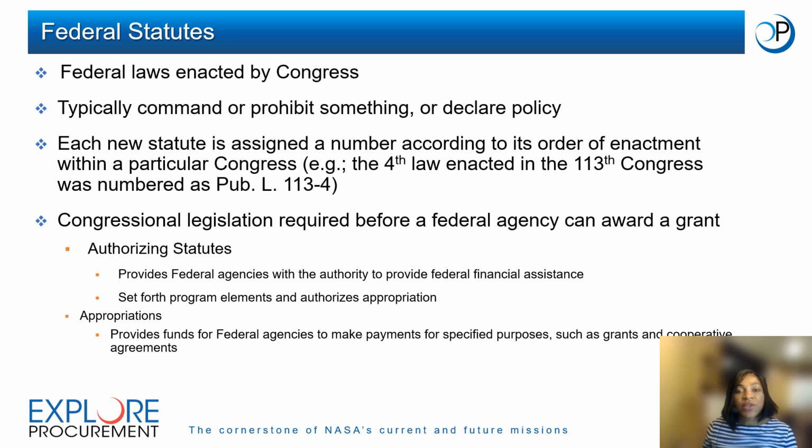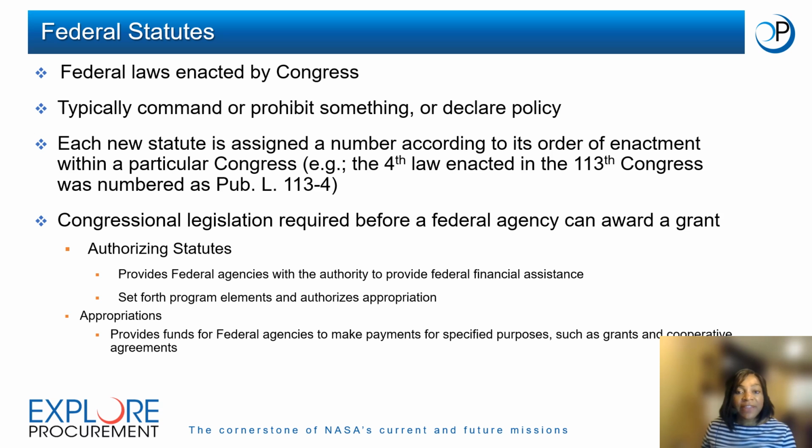Statutory authorization is one of two pieces of congressional legislation that is required before a federal agency can make an award. Statutes are federal laws enacted by Congress. They typically command or prohibit something or declare policy. Each new statute is assigned a number according to the order of enactment within a particular Congress. For example, the fourth law enacted in the 113th Congress was numbered as Public Law 113-4.